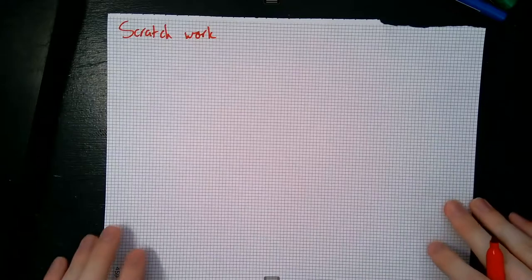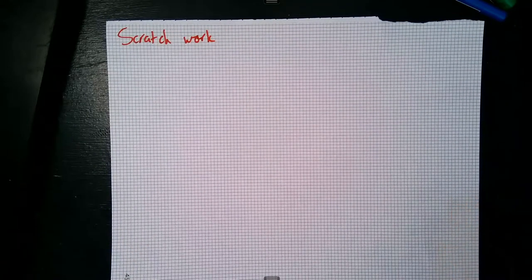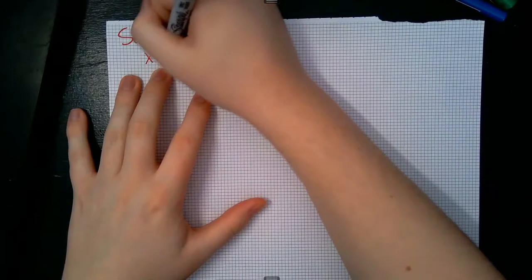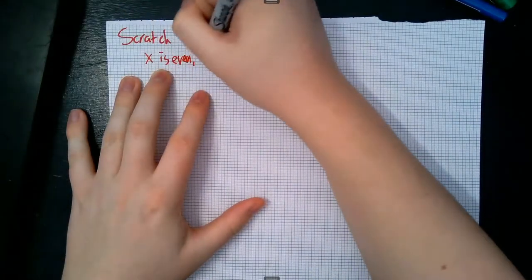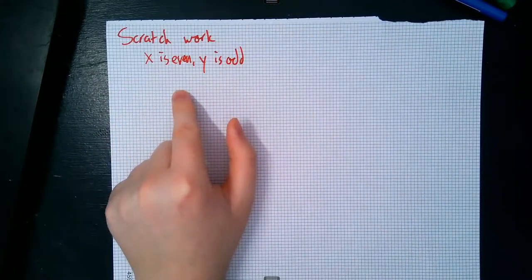Again, there's no one-size-fits-all way of doing this kind of scratch work, but this is how I go over this in my mind. So what we have is, we're going to get our even x. So x is even, y is odd. What I've done right here, I'm basically writing out the assumptions that we're going to make.